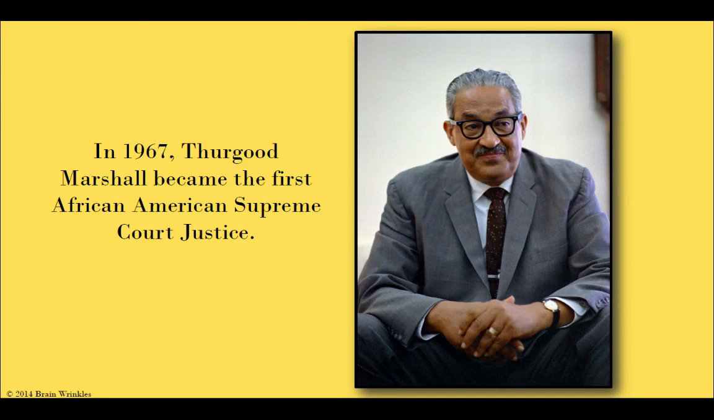This is a photograph of Thurgood Marshall. In 1967, he became the first African American Supreme Court justice. So he is making strides for African Americans, and he's defending Linda Brown and saying she should be able to go to this white school. Even though it's segregated and even though this is a white school, she should be able to go there.